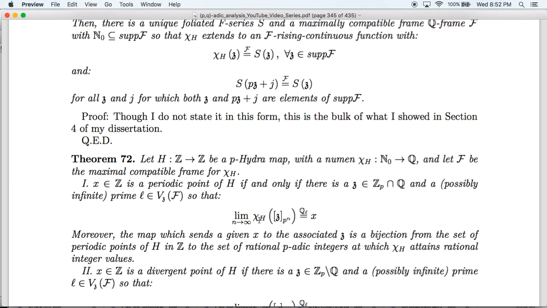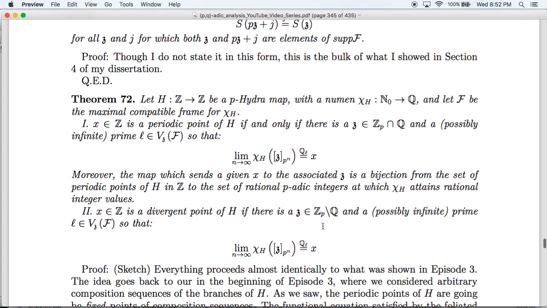So what this is saying is the periodic points of H are precisely those integers which are the values attained by the F series in some topology at some rational p-adic integer. We also then have the divergent point, the halfway form. X is a divergent point of H if there is an irrational p-adic integer Z and a possibly infinite prime in Vz of F, so that chi H of Z mod p to the n converges L-adically to X.